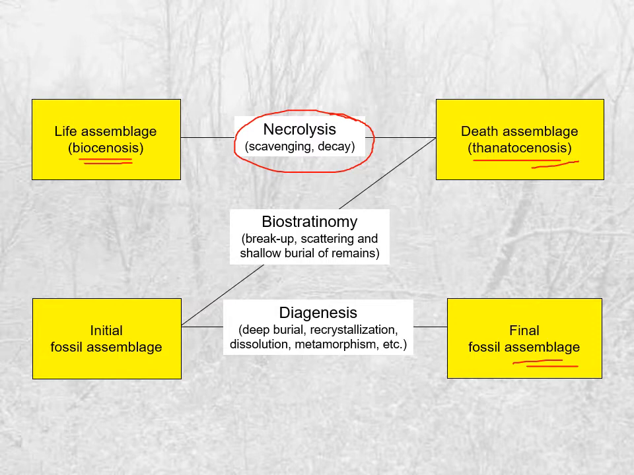So if an organism's life, death and deposition for fossilization occur at the same place, then that assemblage is known as biocenosis. Whereas if an organism, after its death, is transported elsewhere and deposited, then that assemblage is known as thanatocenosis. Thanatocenosis assemblages are known as allochthonous assemblages, meaning transportation is occurring here. In case of biocenosis, the assemblage is known as autochthonous assemblages, meaning these are in situ organisms which are deposited at the same place where they were living.